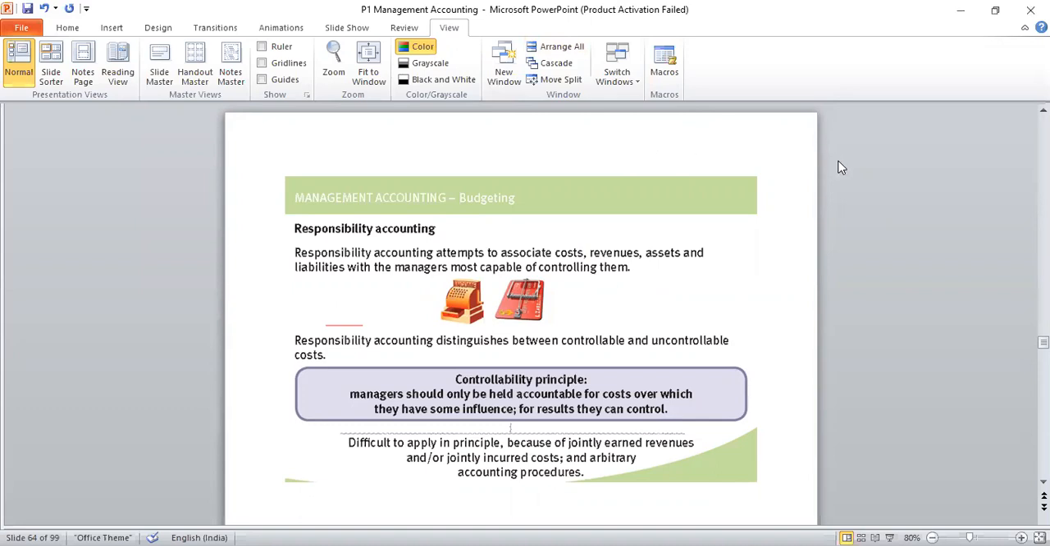What is responsibility accounting? So what are responsibility centers is what we will look at. Responsibility accounting attempts to associate costs, revenues, assets, and liabilities with the managers most capable of controlling them. So there is someone who is appointed to look into the financial aspects. The manager has to plan for the financial aspects, that is in terms of costs, revenues, assets, and liabilities.